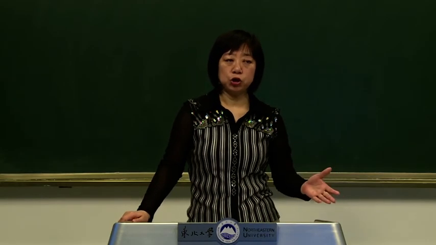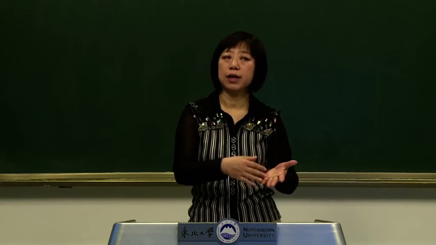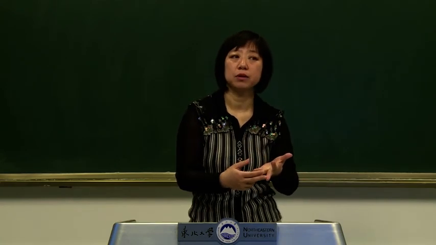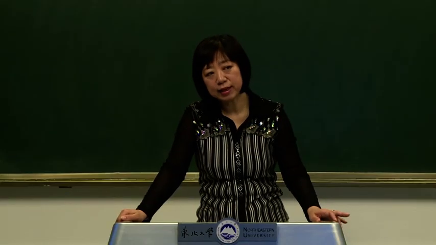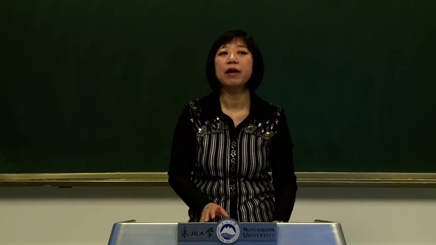So far we have achieved use case diagrams, class diagrams, and state diagrams. So that means all 3 models are now fine. But we should rather say that all 3 models are fine for now. That means we may need to return to the object-oriented analysis phase during the object-oriented design phase if something is found wrong during the next phase. Developers should go back to OOA to check it and to modify it. So that's why we say that all 3 models are fine for now.